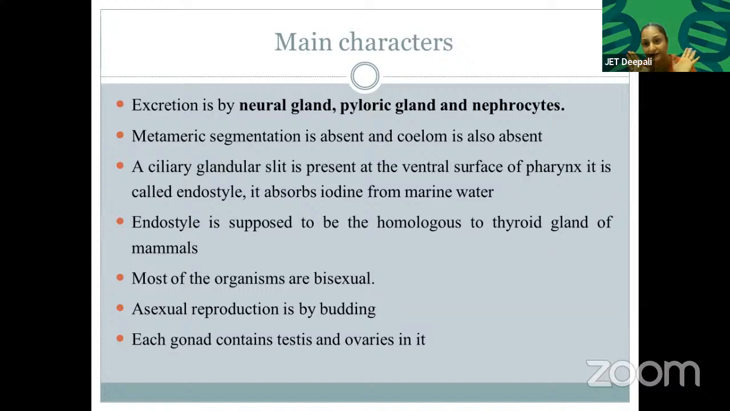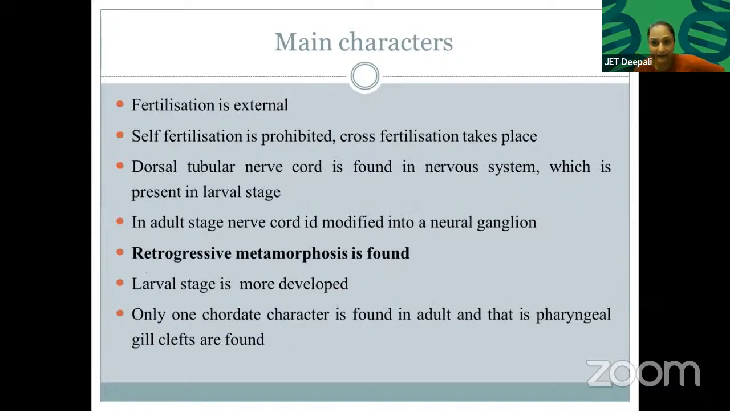Each gonad has testes and ovaries. Fertilization is external, egg-laying. They are bisexual, but self-fertilization is prohibited. Cross-fertilization takes place, meaning sperm from another organism comes inside the body of another organism. Dorsal tubular nerve cord is found in the nervous system.